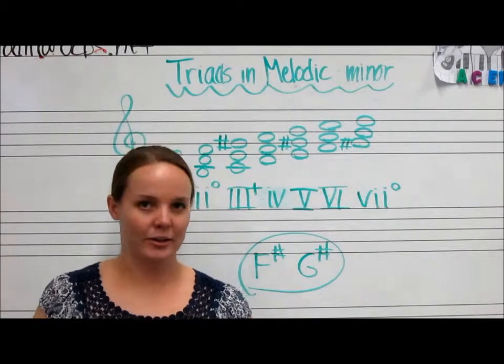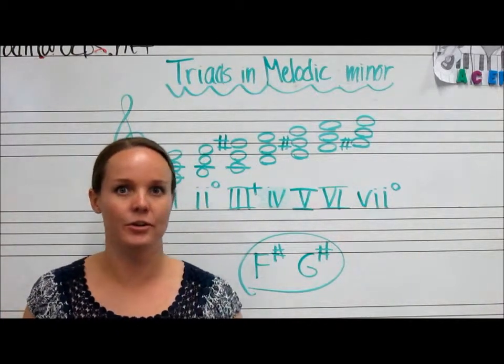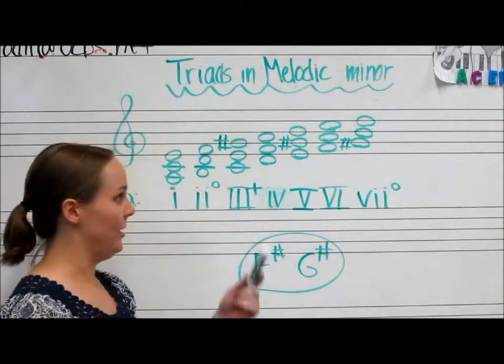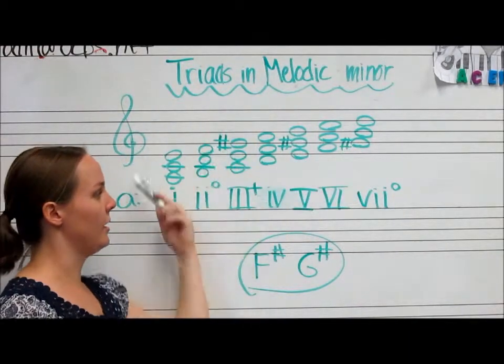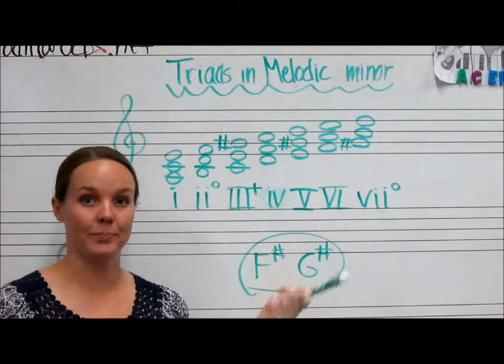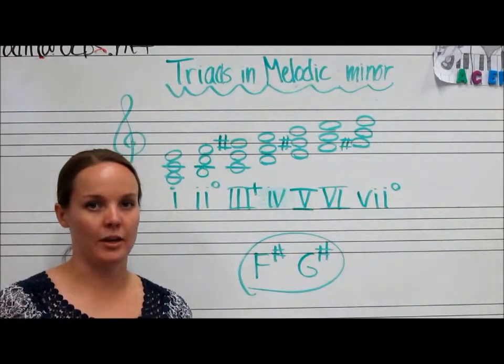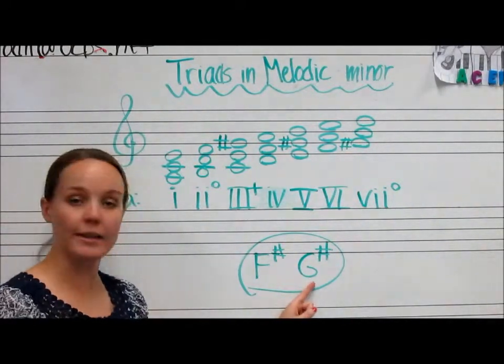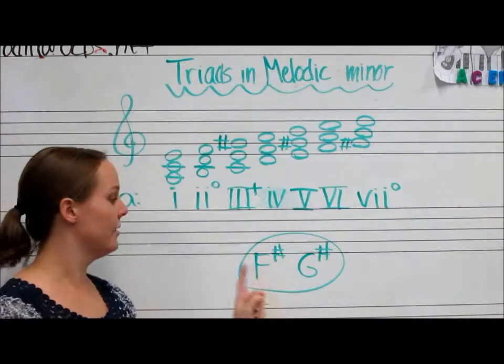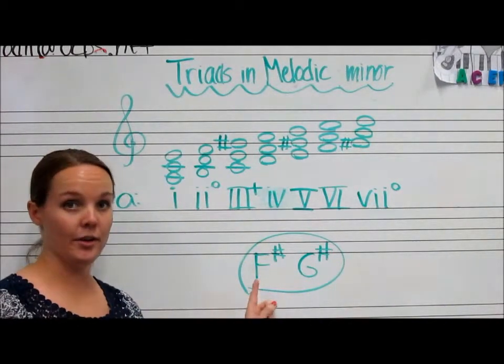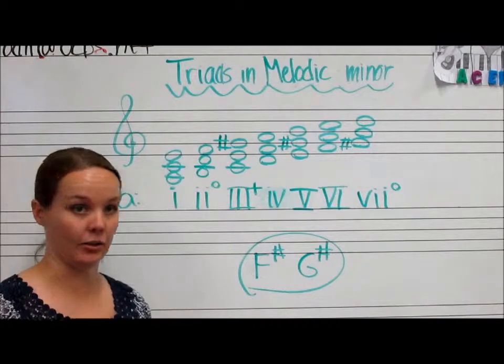Triads in melodic minor keys. So now we have another note that we have to change. Up here I still have our harmonic minor diatonic triads set up. Now remember, in a melodic minor scale, not only do you raise the 7th scale degree, but you also raise the 6th scale degree. So that means we'll have an F sharp in this particular key as well.